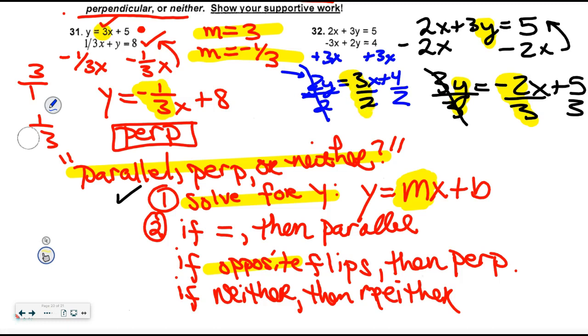So we have to decide. The 2 slopes we're looking at, Eric, are this one for the blue line and that one for the black line. So, are they equal? No. Right, Lily? They're not equal. Are they opposites? Yes. One's positive, one's negative. Have they been flipped? Yes. So this is another perpendicular. They gave you 2 perpendicular ones on there.